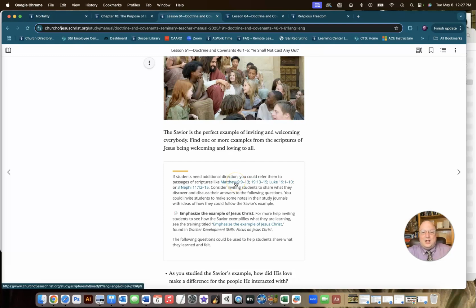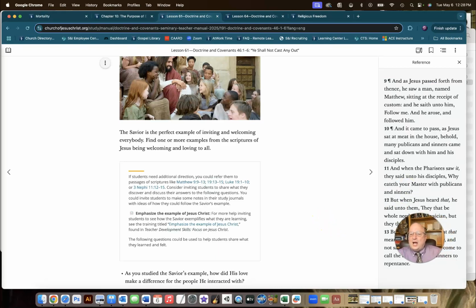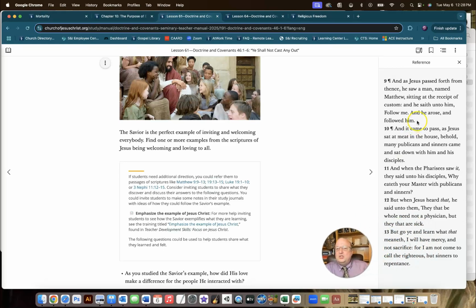If we click on the example here from Matthew 9 through 13, notice the kind of people that Jesus spent his time with. Publicans or tax collectors, sinners. The Pharisees, they couldn't understand it. Christ taught them what was needed. Those that are whole need not a physician. Remember that church is not a resort for the righteous. It is a hospital for sinners, and that's why we're there.